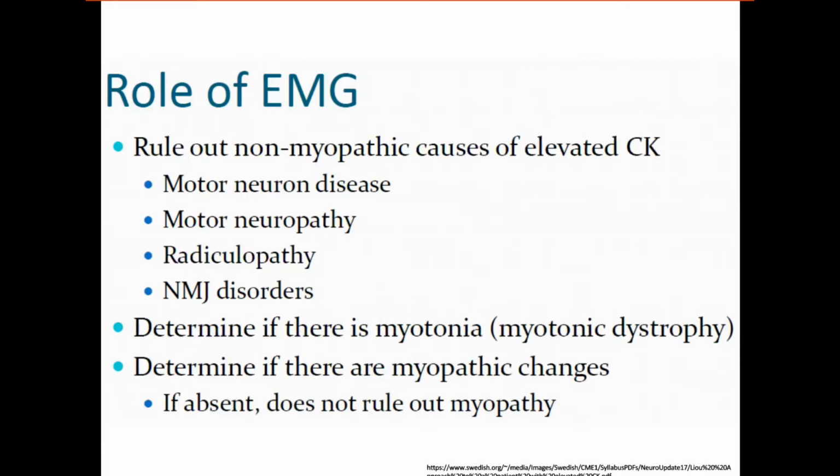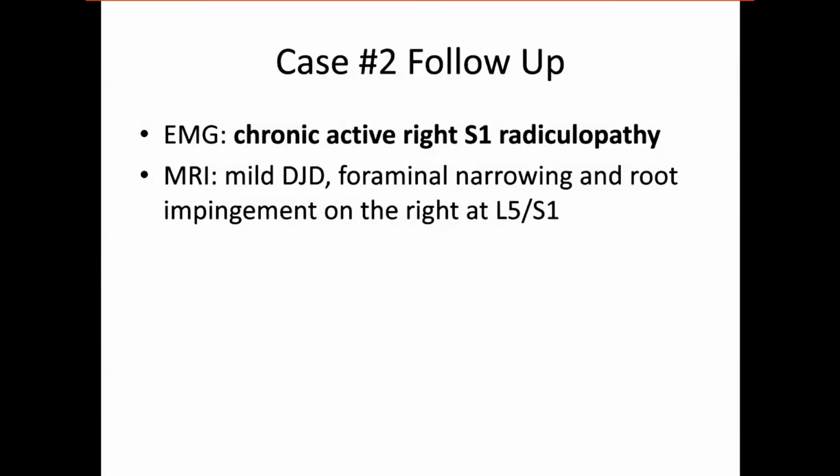So, it's also important to remember that if there are no myopathic changes, it does not completely rule out a myopathy. And sometimes, if you have a really good EMG person, they'll do the thoracic paraspinals, which can often be abnormal in myopathies, but that's neither here nor there. In this patient, the patient was found to have an S1 radiculopathy. And an MRI did show some root impingement on the L5 and S1 nerve root.